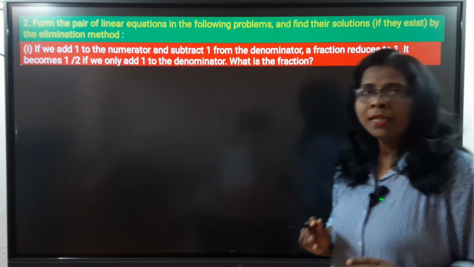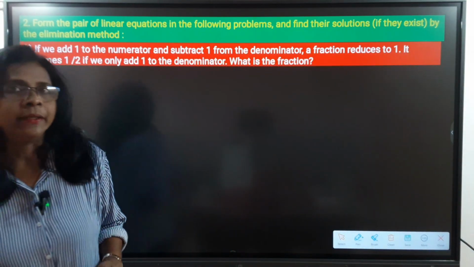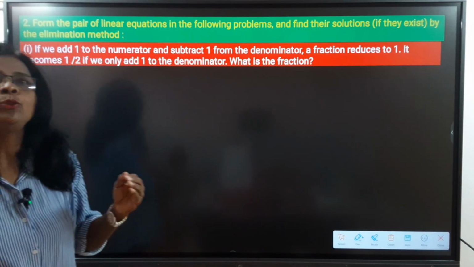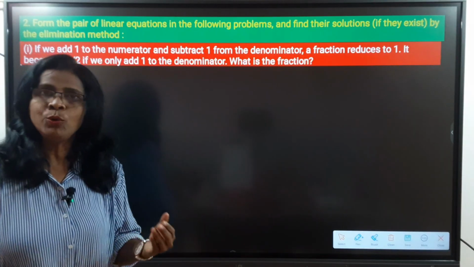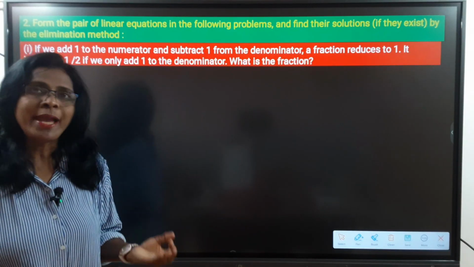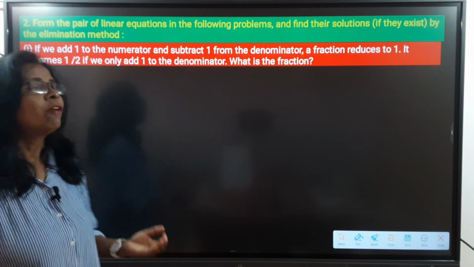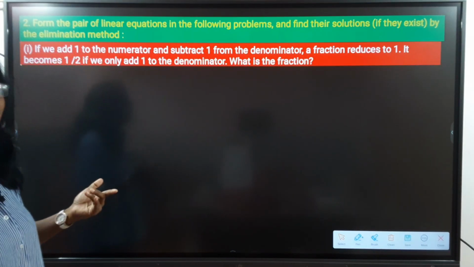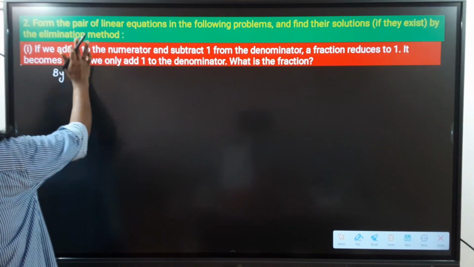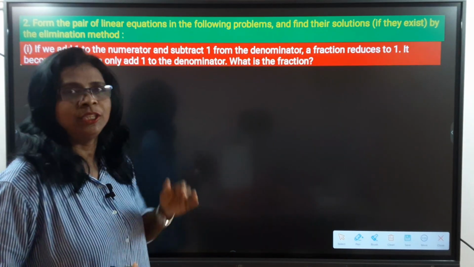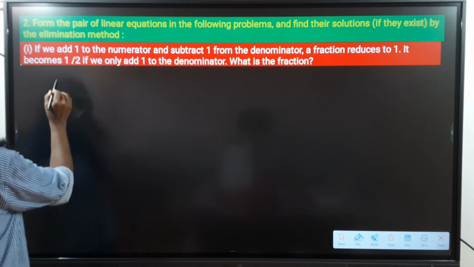What is the fraction? Now here students, in this example there are two conditions. So by the given two conditions we have to get the two equations, and after getting the equations we have to solve these two equations with the help of the elimination method. So first, by the first condition. No students, first, what is a fraction? They say that the fraction. So how can we get the fraction?